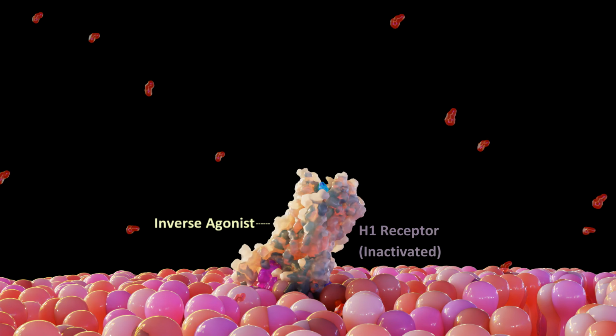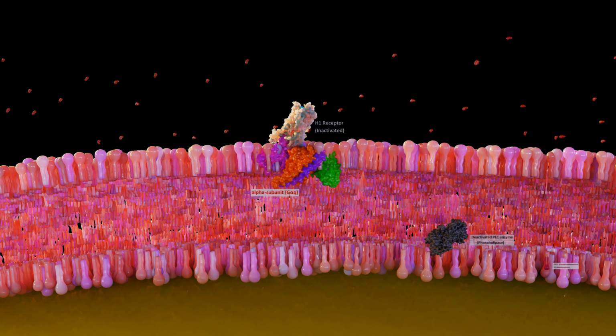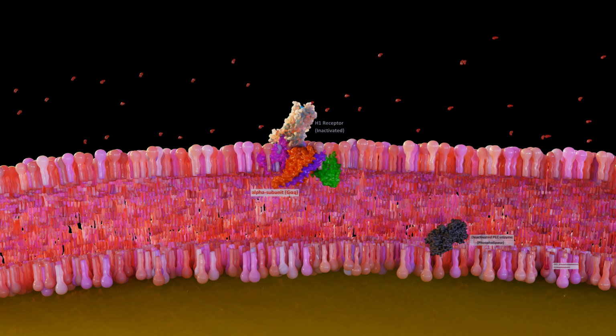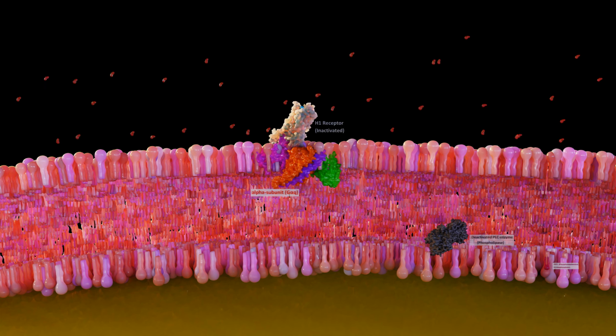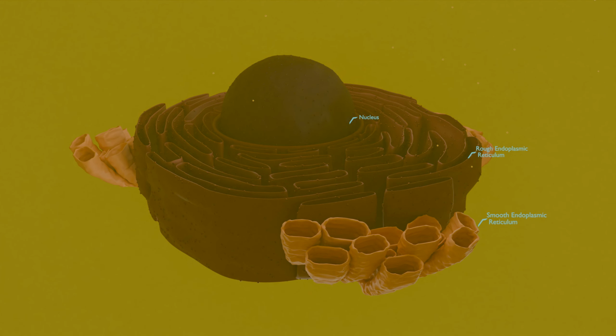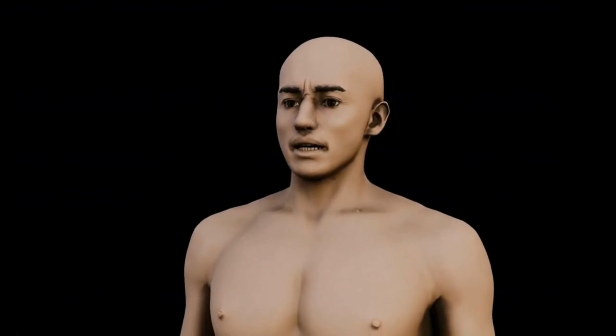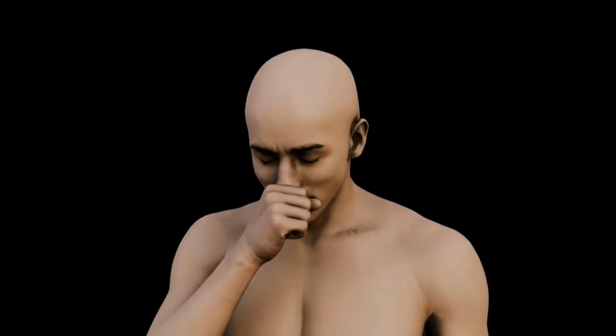receptor's basal activity. As a result, the H1 receptor remains inactive, the Gq signaling pathway is not activated, and the downstream release of intracellular calcium does not occur. Without this signaling cascade, the cells fail to generate the responses responsible for allergy symptoms, helping to prevent sneezing, a runny nose.